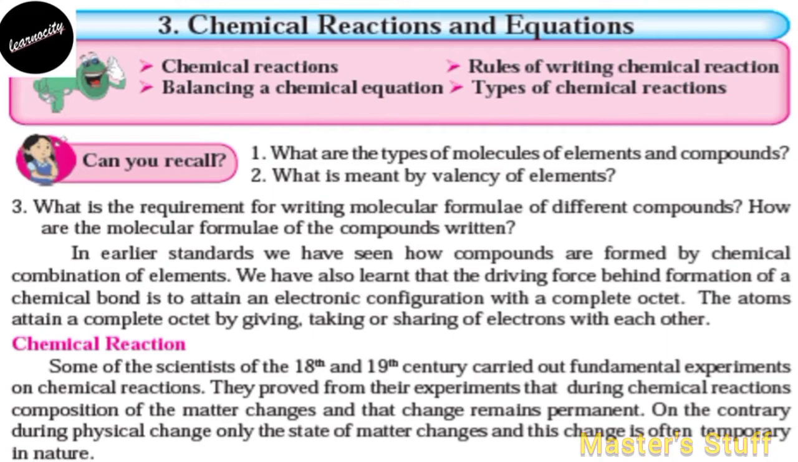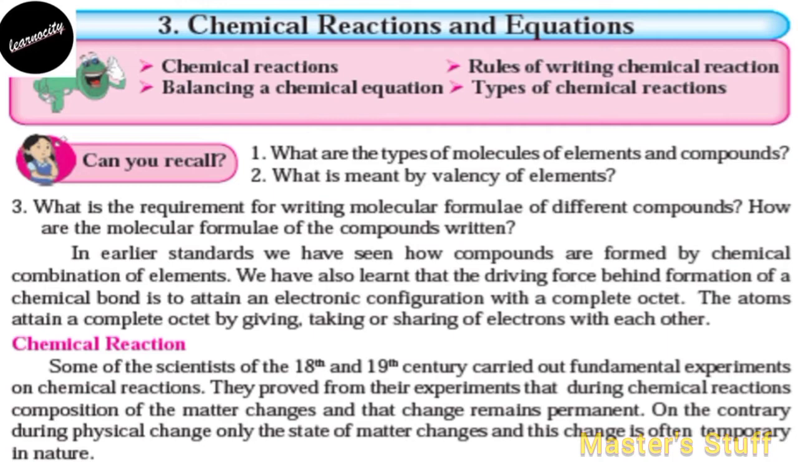We all know that atoms try to attain a stable electronic configuration either by giving, taking or sharing electrons with each other. Due to this, there is a certain charge on the atom and this helps in the formation of chemical bonds. So now in this chapter we are going to study how a chemical reaction actually takes place, what rules are required for writing a chemical reaction, and how to balance the chemical equation.